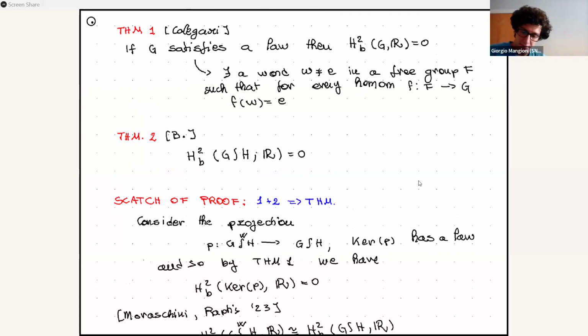Yeah, could you tell more about the law for the kernel? Is it something that comes from the actual words you pick for your verbal wreath products, or something like that? Yes.